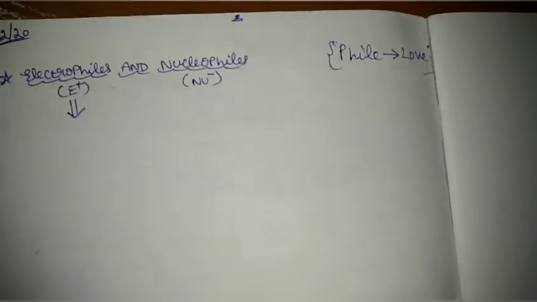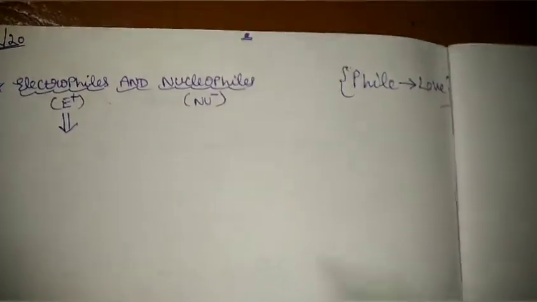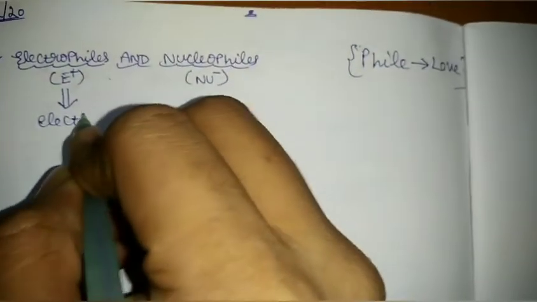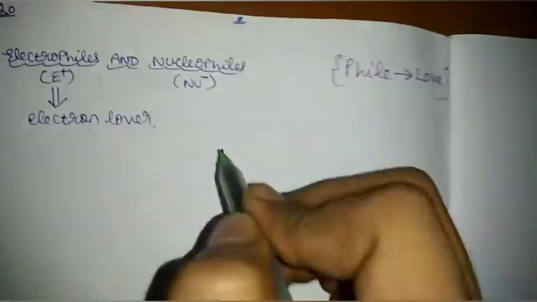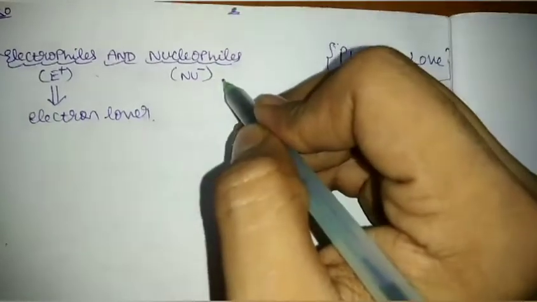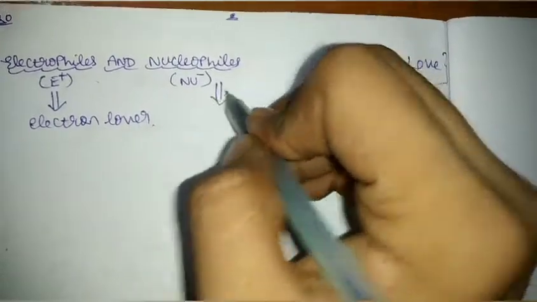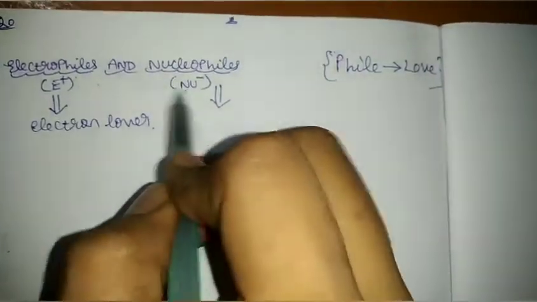So electron is a negatively charged species. Which compound will need a negatively charged species? A positively charged species. So we generally represent electrophiles as E plus, okay. So this is electron lover. And the opposite is nucleophile. This is just my representation, you can represent it as you wish, okay.